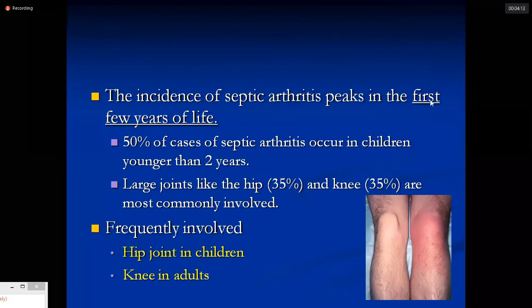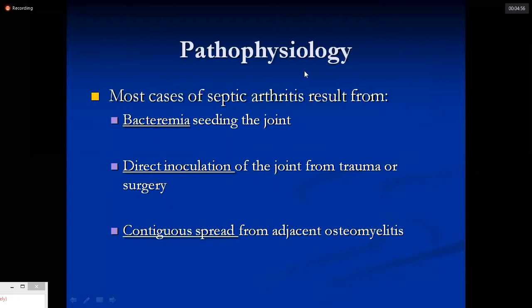The incidence of septic arthritis peaks in the first few years of life. Okay, and if we look at the incidence, 50% of septic arthritis occurs in children younger than 2 years of age. The most commonly affected joints are either the hip joint or the knee joint. In this particular figure, we can clearly see that the person's left knee is swollen and reddened, which are features of infection, features of inflammation. Looking at the frequency, the hip joint is usually involved in children, and in elders, the joint involved is usually the knee joint.